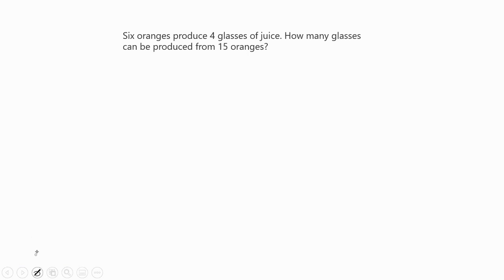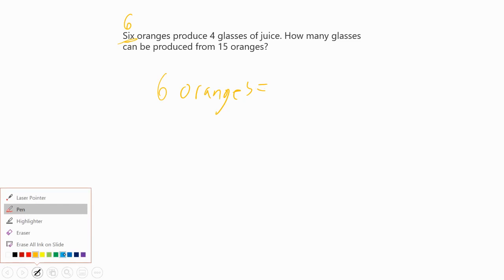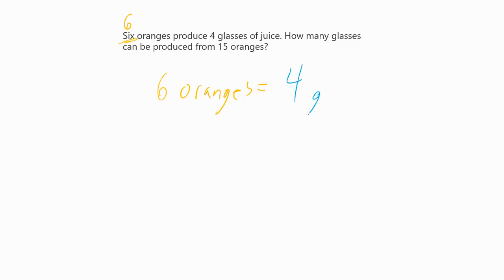Okay. So 6 oranges, that's a number. 6 oranges produces 4 glasses of juice. So 6 oranges equals 4 glasses of juice. And the question is, if you have 15 oranges, how many glasses of juice are you going to get? So if I have 15 oranges, then how many glasses of juice do I get?